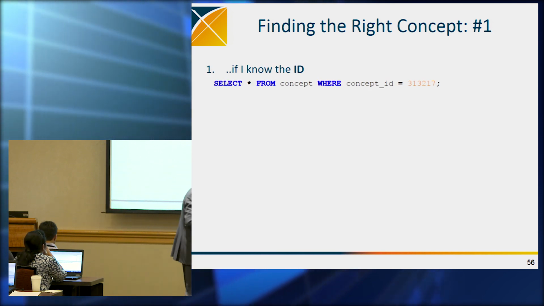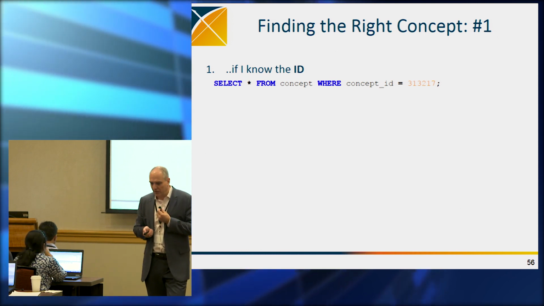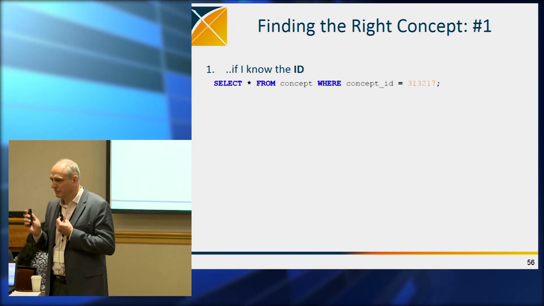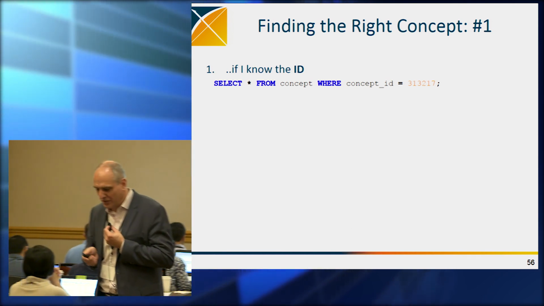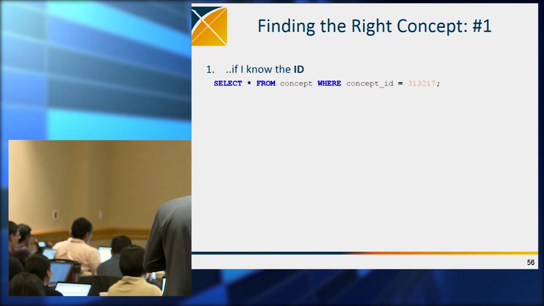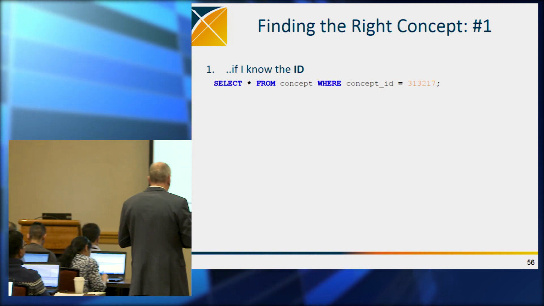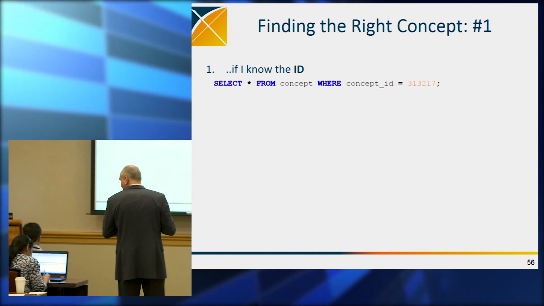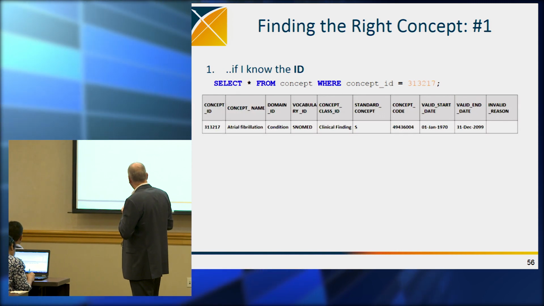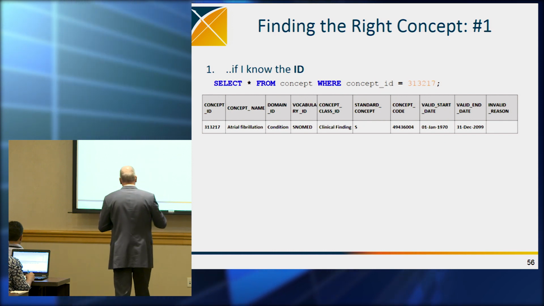If you know the concept ID, then you just pull it up. So there are 5,700,000 concepts. If you know them all, then you're done. You don't have to sit in the class anymore. You know how to find it. Okay? But you probably don't. But, for example, I, now having given this tutorial for a while, know that 313217 is atrial fibrillation. I can type it in, and I get the record. Right? This is atrial fibrillation.